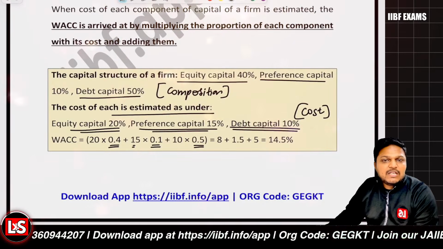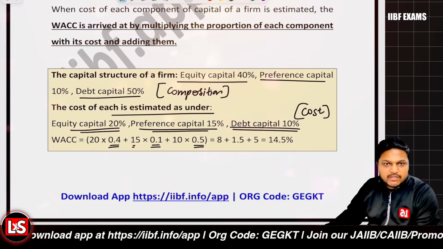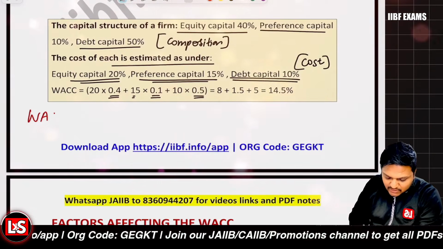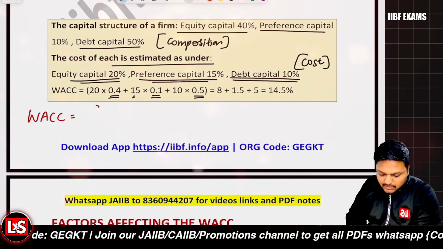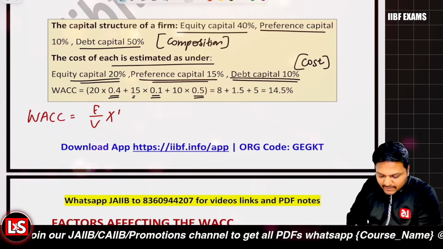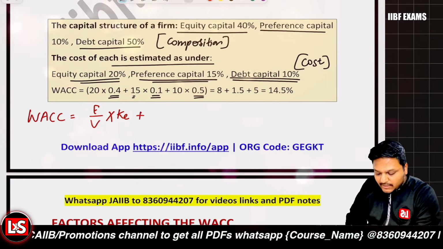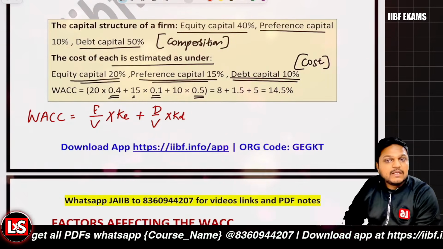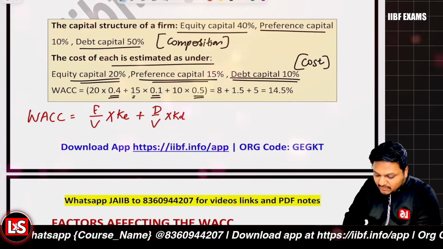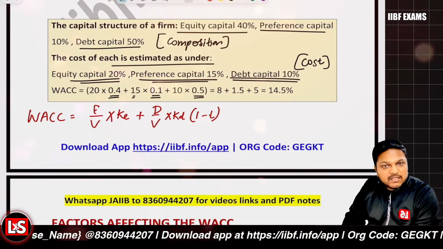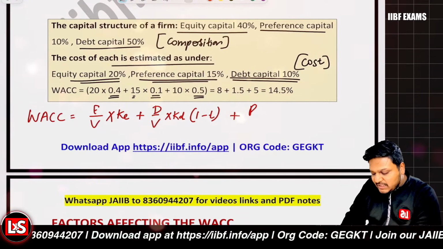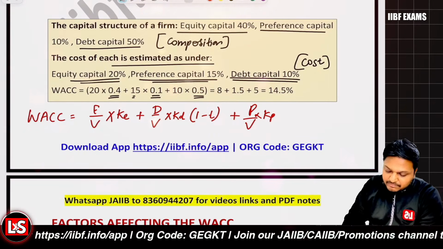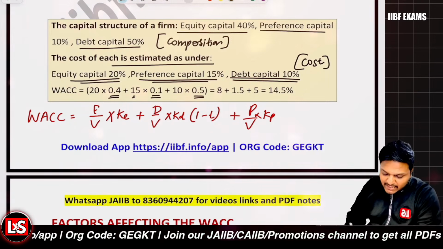So we are having three components related to it. Another alternate formula for the WACC, weighted average cost of capital, is: E divided by V multiplied by KE, the cost of equity, plus D divided by V into KD, the cost of debt, further multiplied by 1 minus T. I'll be explaining the things to you. Plus the third one, P divided by V multiplied by KP, that is for the preference capital cost. Now E is the market value of equity.